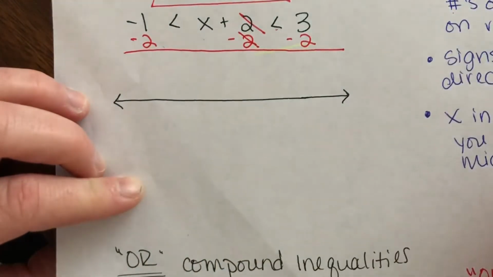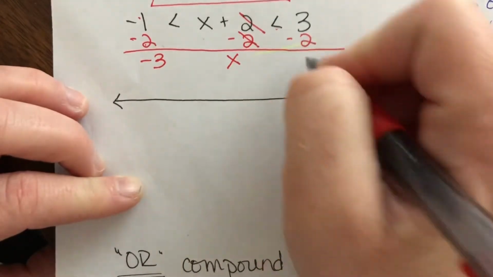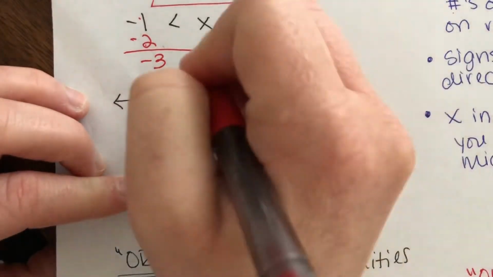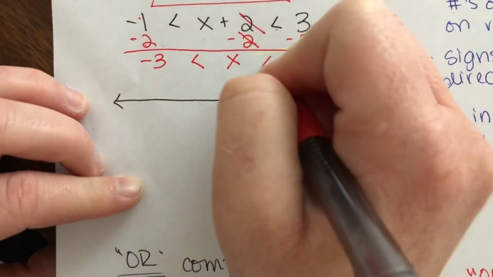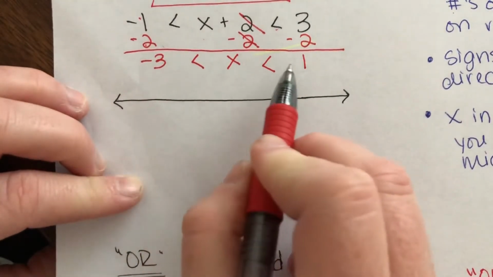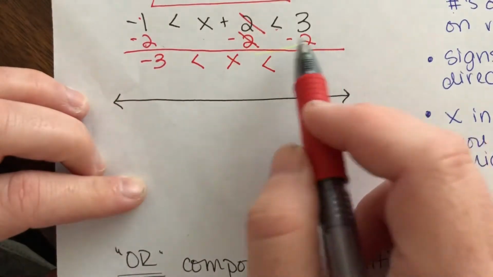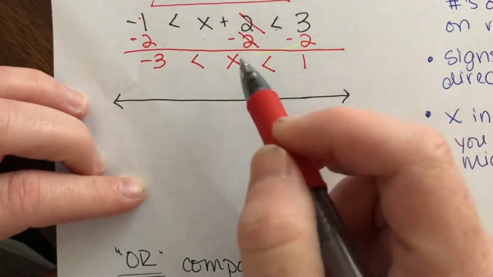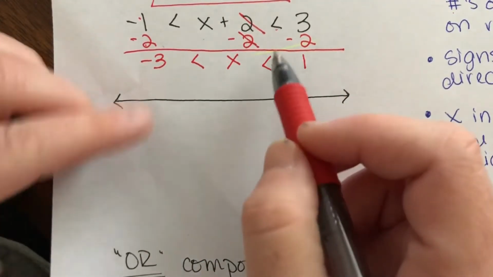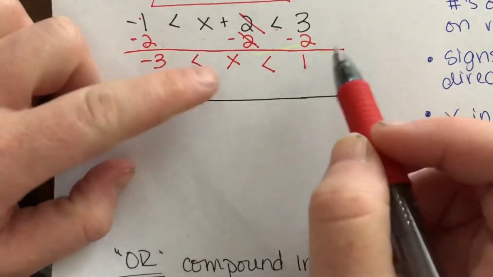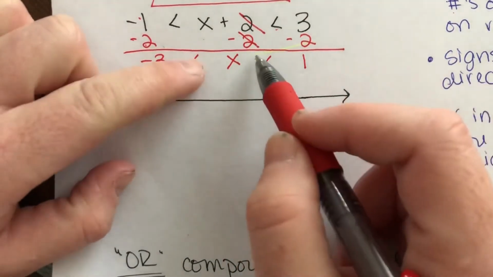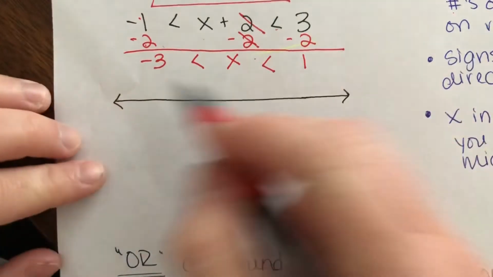These 2's cancel, so I'm left with x. -1 minus 2 is -3. -3 minus 2 is +1. And I bring down my symbol, and I bring down my symbol. So here's my answer, right? So is the smallest number on the left and the biggest number on the right? Yes, it is. Is x in the middle? Yes, it is. Are both sides opening towards the same direction, which is over here to the right? Yes, they are. So I'm done. This is my final answer.